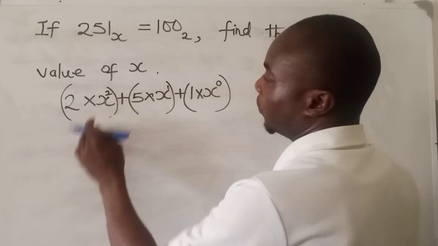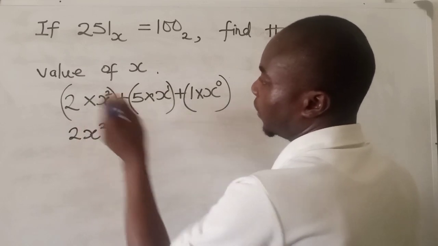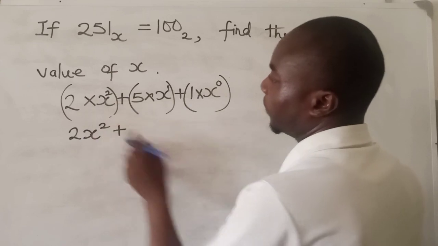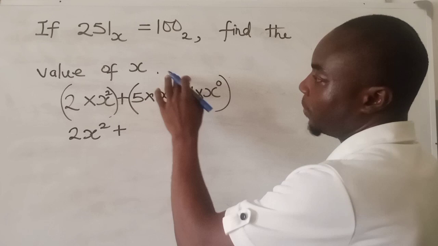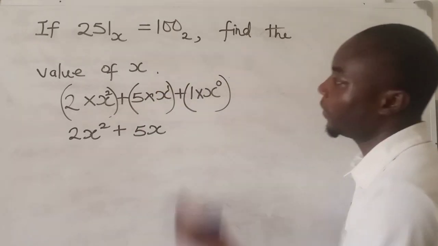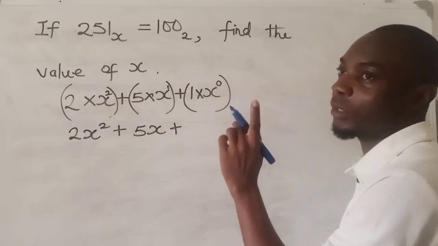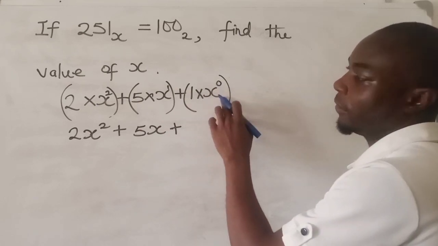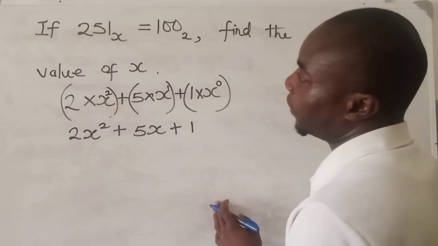So 2 times this will give us 2x squared. Then we'll bring down our plus sign. 5 times x raised to the power of 1 is 5x. Then we'll bring down our plus sign. Any number raised to the power of 0 is 1. So 1 times 1 here will give us 1. Now we're done with this part.